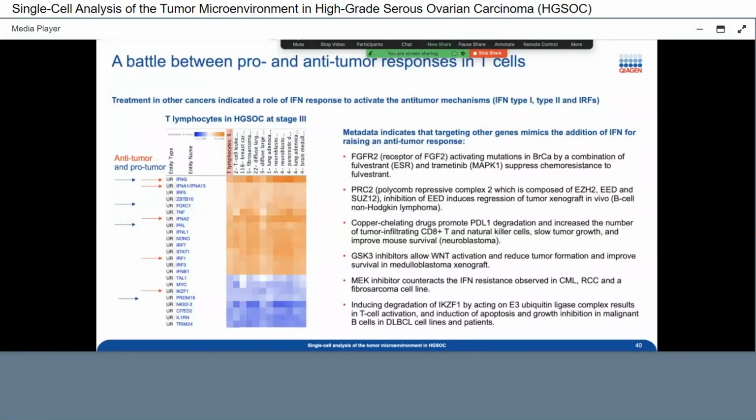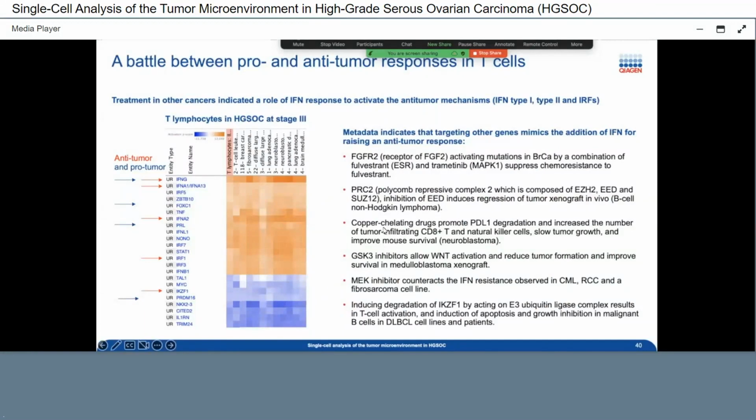First of all, FGF2 receptor, which is the receptor of FGF2, activating mutations have been seen in breast cancers. And in combination with other estrogen drugs and a MAP kinase 1 inhibitor, it does suppress the chemoresistance to fulvestrant. So very important. So the activation of that particular gene is important. When we inhibit one of the components of the polycomb repressive complex, PRC2, one of the components being EED, you induce regression of tumors engrafted in vivo. And we have seen that in non-Hodgkin lymphoma.